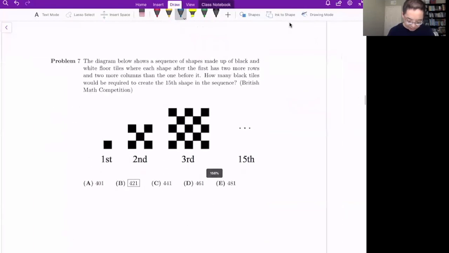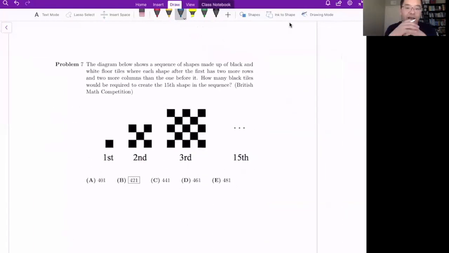Okay, so number 7. Here we have a sequence of pictures. Each picture has black squares and white squares. They are arranged in a certain pattern. Now we need to figure out, so here we have the first 3, and we need to figure out the 15th one, right? We need to figure out the number of black tiles.